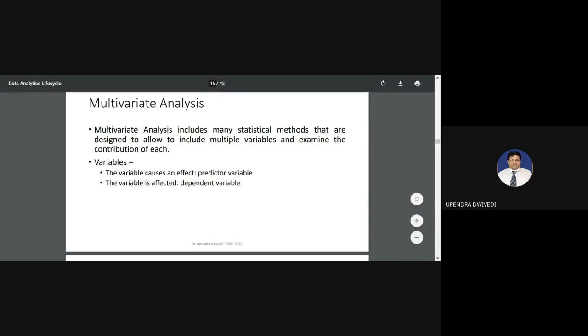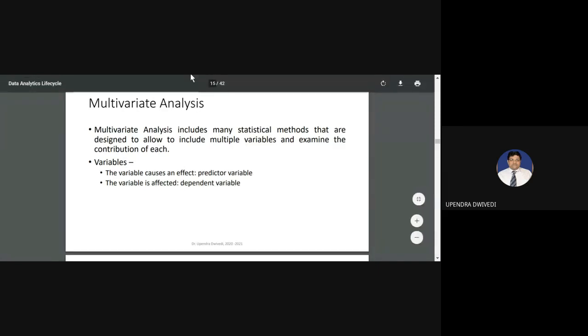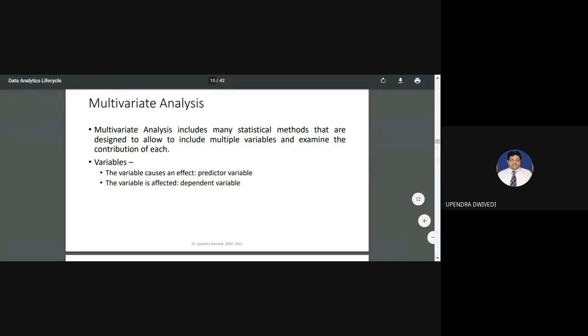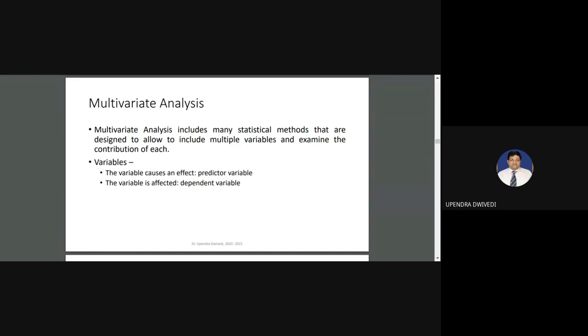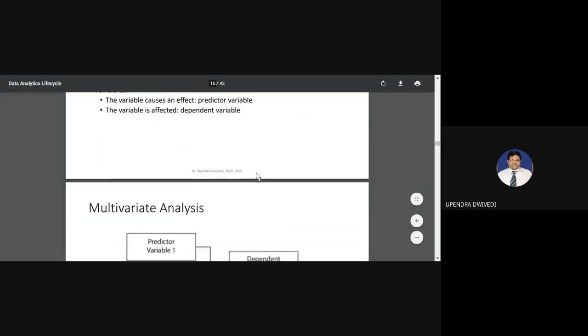Now, multivariate analysis includes many statistical methods that are designed to allow multiple variables and examine their contribution. So you can apply various statistical approaches to deal with the multivariate analysis problem. These variables are predictor variables and a dependent variable, or predicted variable. So we had also discussed this multivariate analysis.